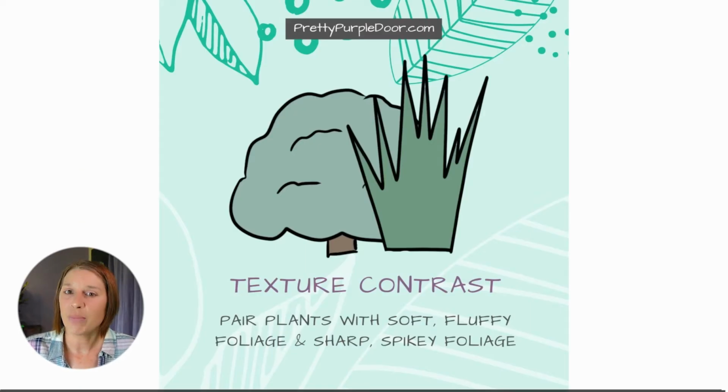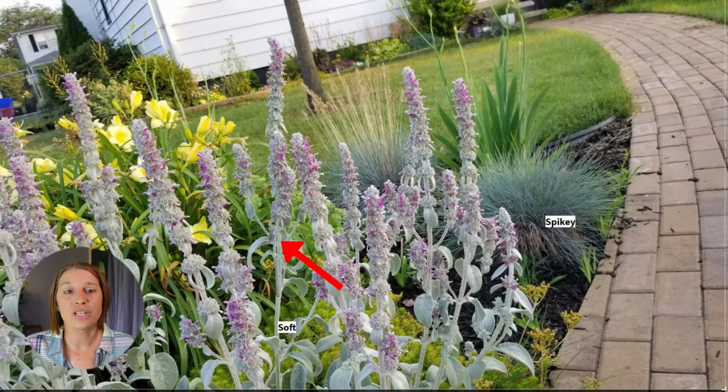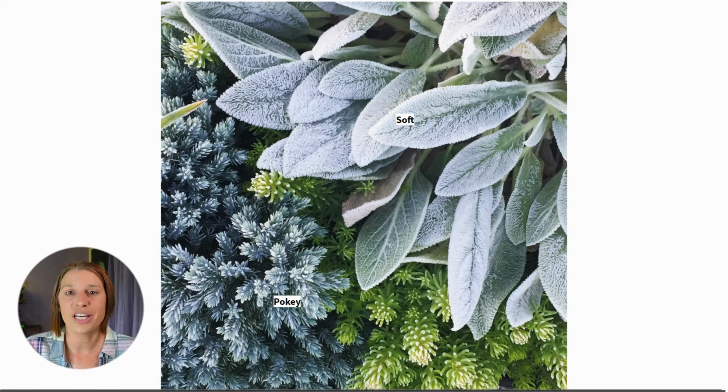You can also try pairing plants with contrasting textures. So this is just another way to do it. And here's an example of using soft, fluffy foliage like lamb's ear with sharp and spiky foliage like blue fescue. And here's just a close-up of some contrasting textures in my garden. The sedum and the juniper look almost spiky, while the lamb's ears are very, very soft in texture.